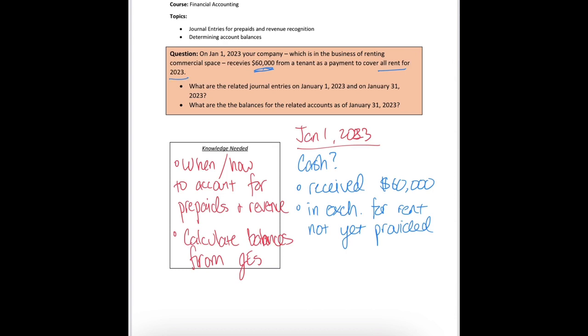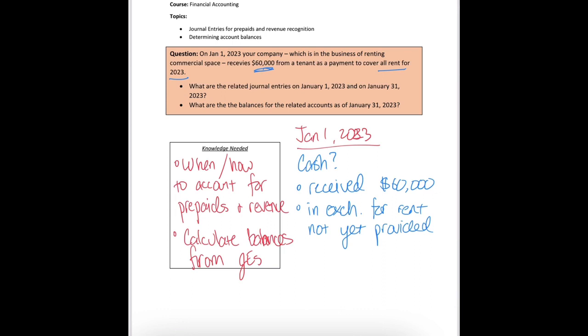Well, if it's January 1st, 2023, yeah, I received $60,000. And I know I received it for rent. But it's not rent that I've actually provided to this tenant, right? It's still the beginning of the year, right? So these are the two things that I know that have happened. I've received $60,000, and that was in exchange for rent not yet provided.